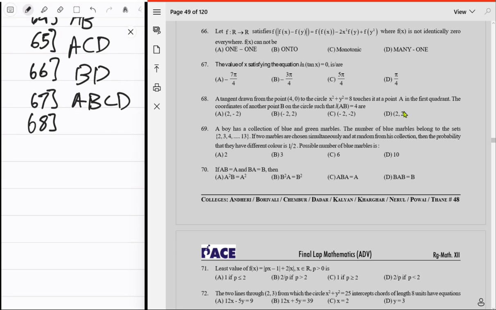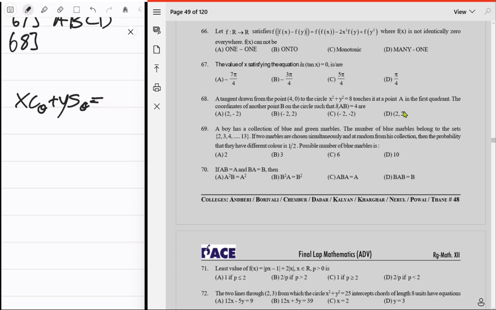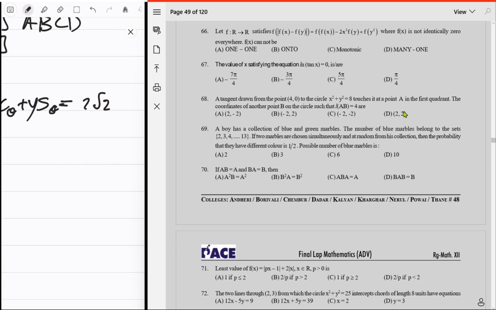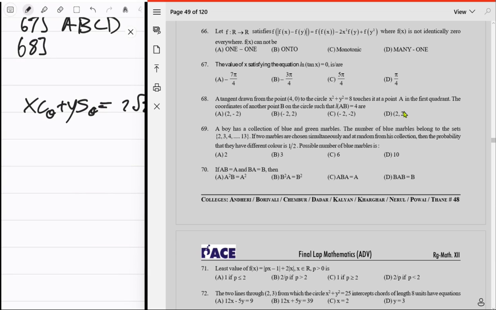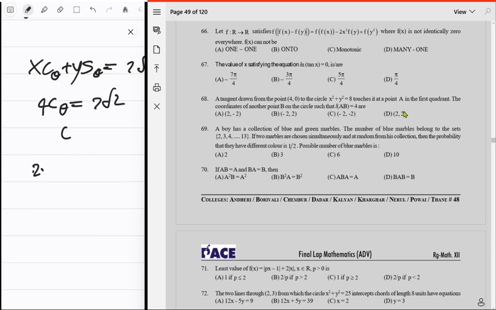We just have to figure out the point. The tangent passing through it is x cos theta plus y sin theta equal to r, which is 2 square root of 2. It passes through (4, 0), so 4 cos theta equals 2 square root of 2, meaning cos theta equals 1 over square root of 2, so theta is pi upon 4. The point is (2 square root of 2 times 1 over square root of 2, ...), that is, (2, 2).